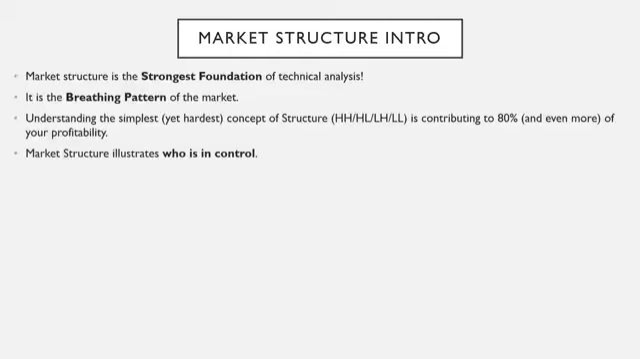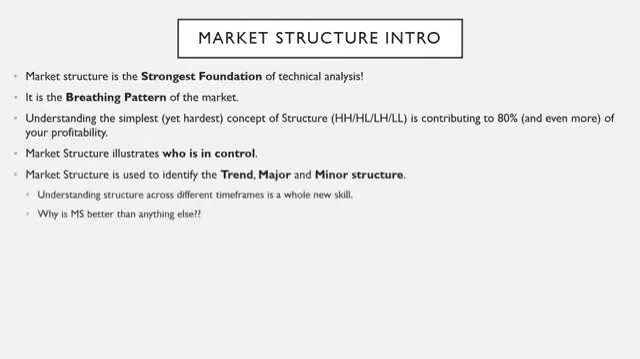Market structure also illustrates who is in control, right? So if the market is going up, well, buyers are in control, right? Usually the indicator does show you this, but you're first going to see it in price, and then the indicator is going to reflect what the price did. So the indicators are lagging. Market structure is used to identify the trend and major and minor structure, right? If you start understanding the market structure across different time frames, this is a whole new skill, which we're going to cover also for major and minor structure.